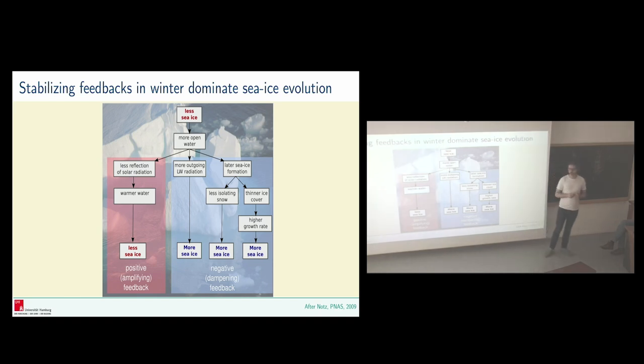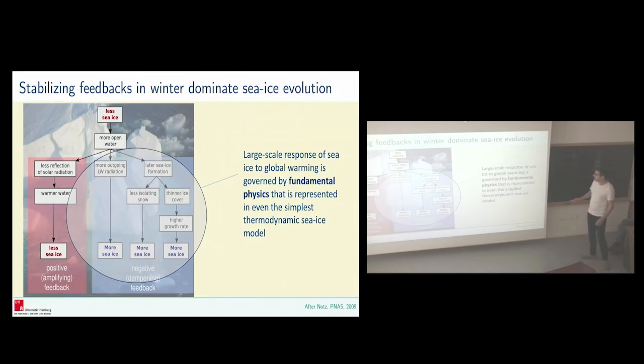Going back to papers from the 1920s talking about small ice cap instabilities. And so all these processes are really very basic sea ice physics. And so the large-scale response of sea ice to global warming is really governed by fundamental physics that is represented even in the very, very simplest sea ice model.